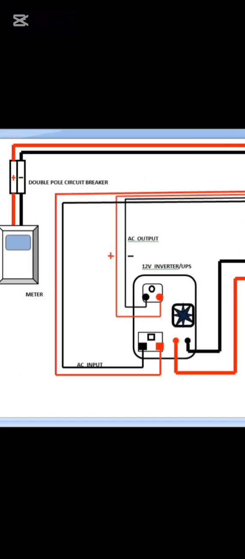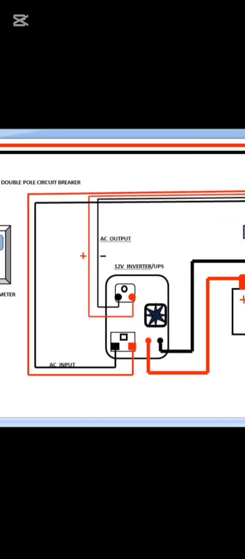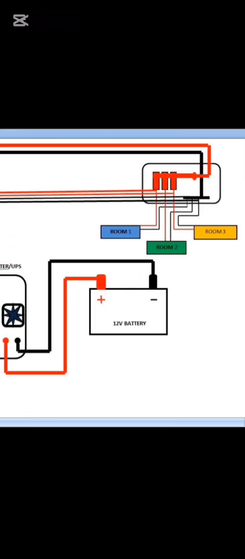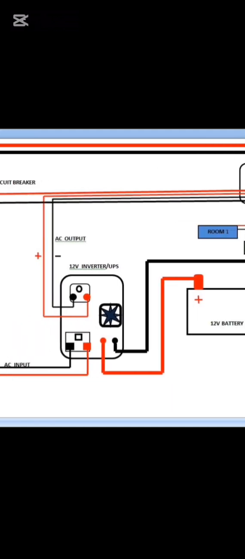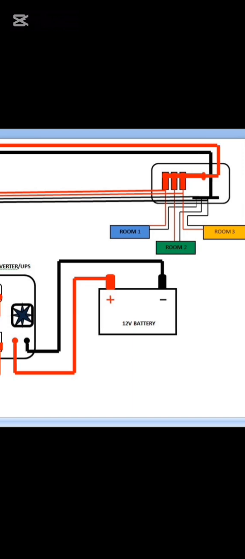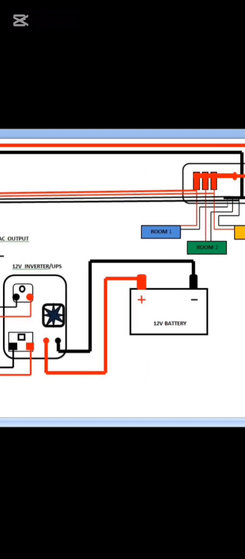So you also have the AC input. The AC input also comes from the consumer unit, the bus bar consumer unit. I will explain it later. And you have the battery. It is a 12 volt DC battery being charged by the UPS when there's power from the main or external source.